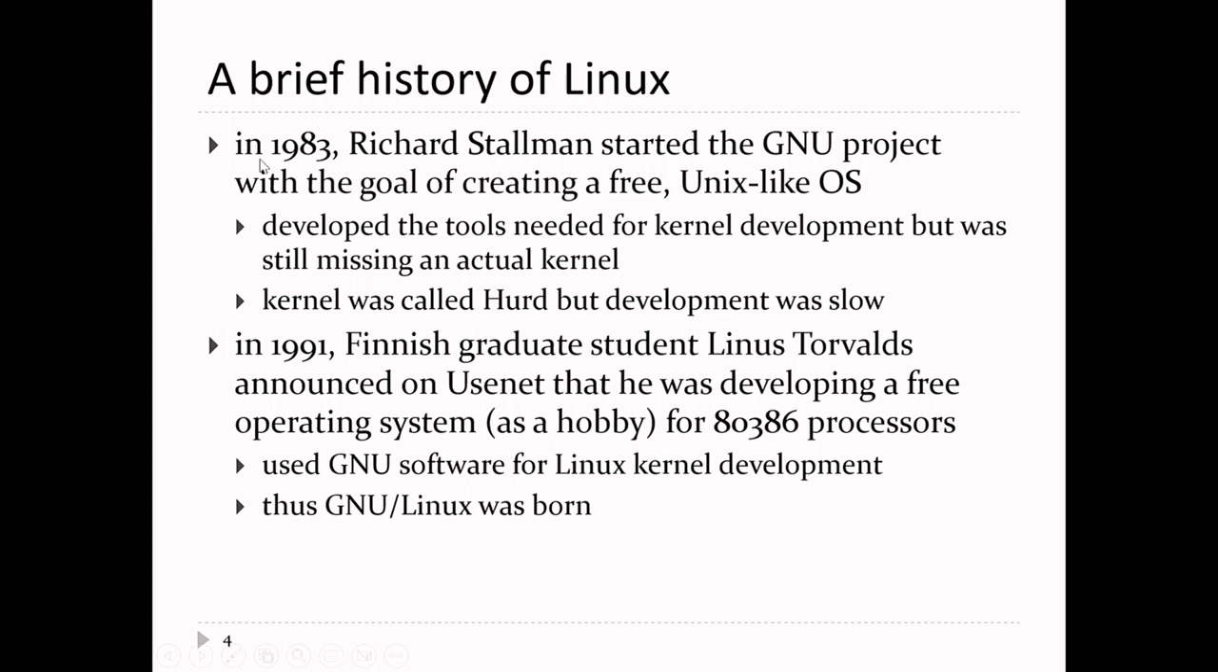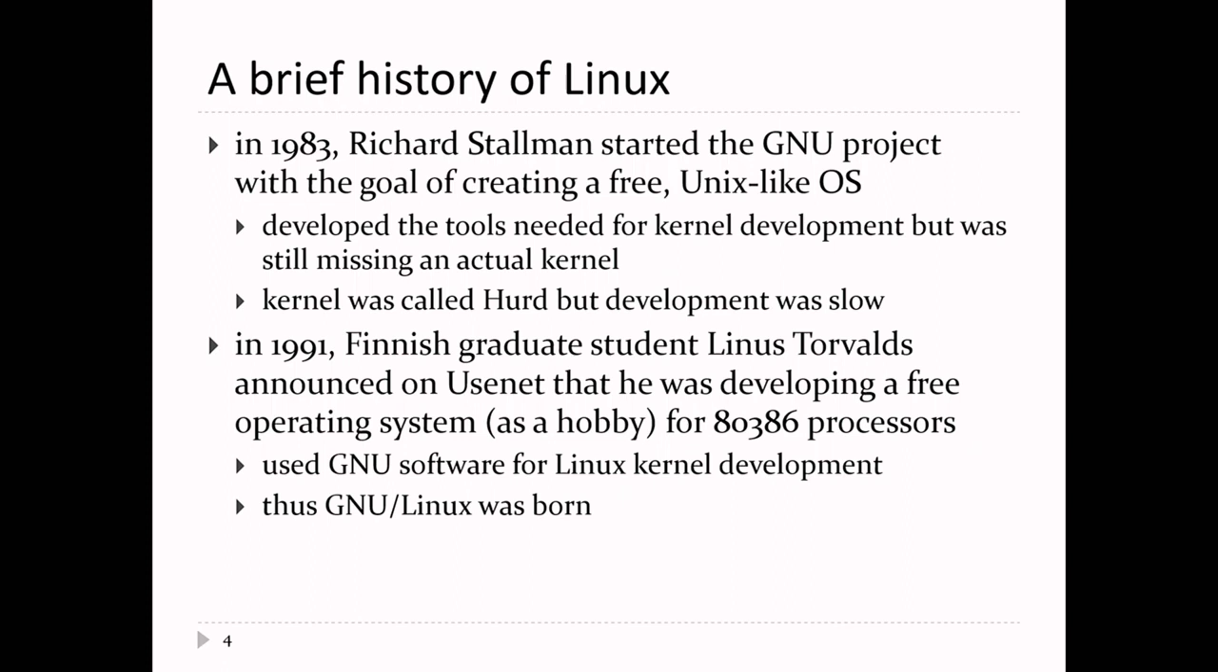So in 1983, this fellow by the name of Richard Stallman started the GNU project. The aim back then was the goal of creating a free Unix-like operating system. Free because if you wanted to use a computer, you don't want to fork out thousands of dollars just for the operating system. And so he and some other people started to develop the tools you needed to develop an operating system. The funny thing is, they never actually got around to developing the kernel itself.